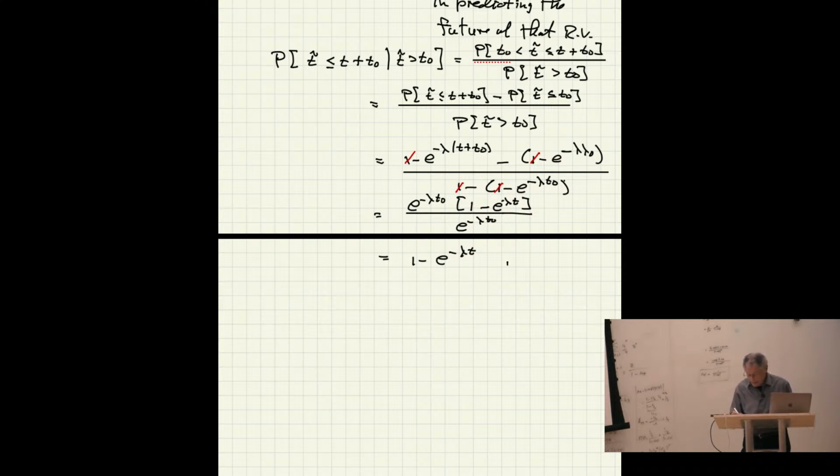So it's independent of t0. Knowing how long it's been since the last arrival doesn't affect how long it takes from here on. T seconds more is as if I never knew that. So therefore, it's memoryless.